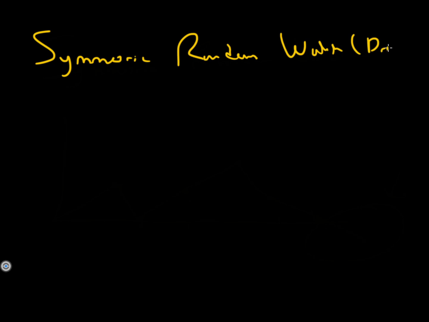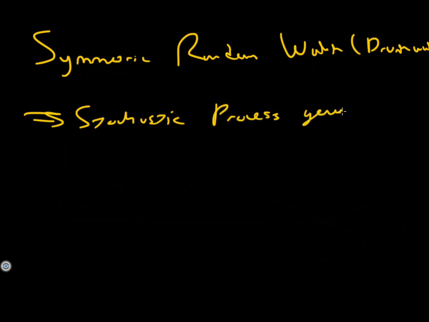First, let's define symmetric random walks. Symmetric random walks, also known as drunk walks, since when you're drunk you walk zigzaggy, can be shown in terms of a stochastic process. They are a stochastic process. The symmetric random walks are a stochastic process generated through the toss of a fair coin.